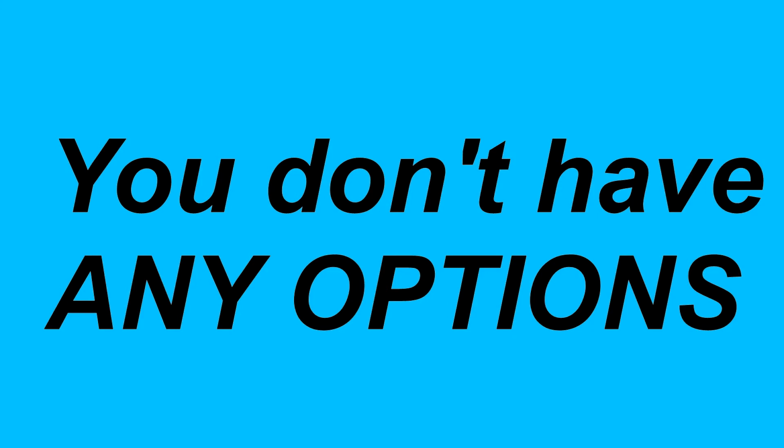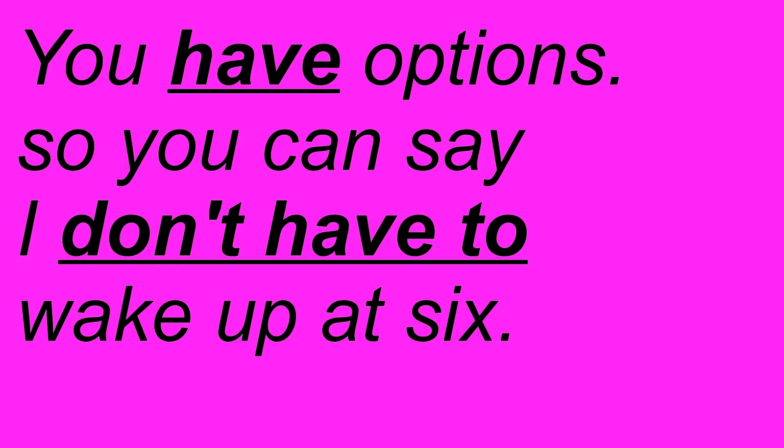Now, it means you don't have any option. So I have to wake up at 6 o'clock. I can't say, all right, it's okay if I wake up at 7. No, it isn't. But if you have an option, like I say, I can wake up at 6 o'clock or at 7 o'clock or at 8 o'clock. It's fine. So I say, I don't have to wake up at 6. I don't have to. I can also wake up at 7.